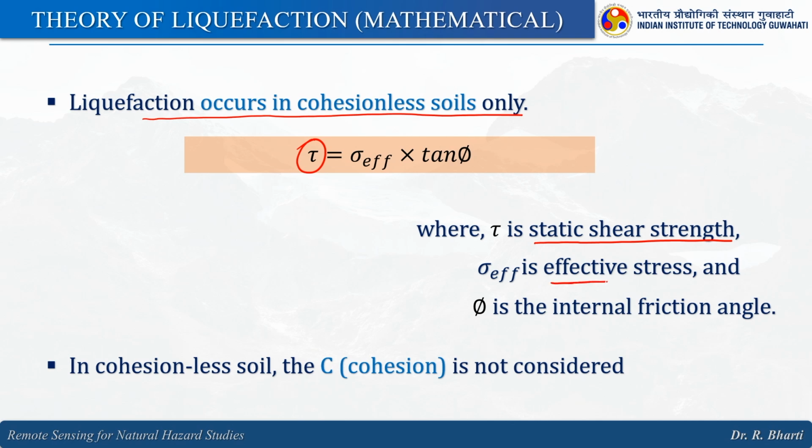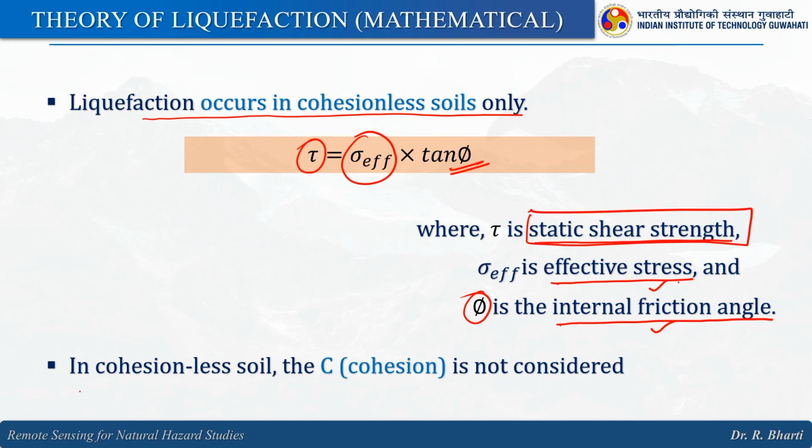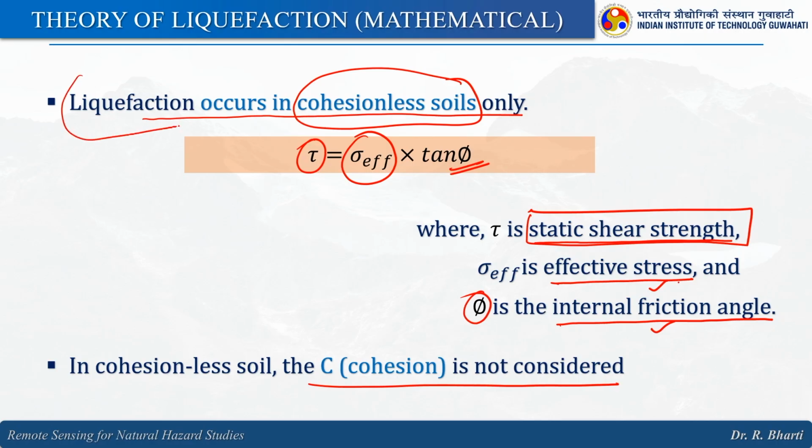So, we need effective stress, which is multiplied with the tan of the internal friction angle, right. So, that is needed here. Once we have these two values, effective stress and the internal friction angle, we can calculate the static shear strength of the soil. And here cohesion is not considered because we are talking about cohesionless soil, right. Otherwise, this liquefaction will not occur.